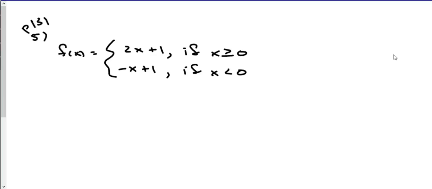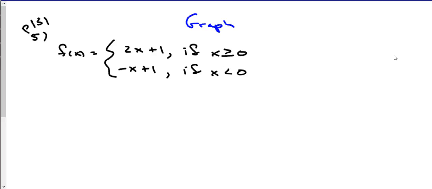All right, here we go. We're going to graph piecewise functions and how to do this. So hopefully this helps you out. How to graph them. Hopefully this serves you well.